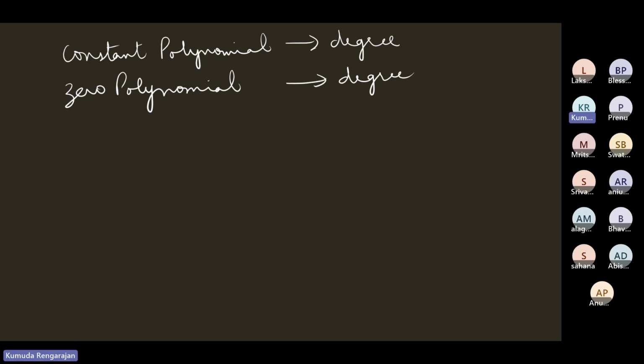Now, if you ask, zero cannot be called a monomial because what is the definition of a monomial? A monomial is a polynomial with one non-zero term. So zero is not a monomial. An example of a monomial cannot be zero. So these are very sensitive questions. You need to understand the definition clearly.